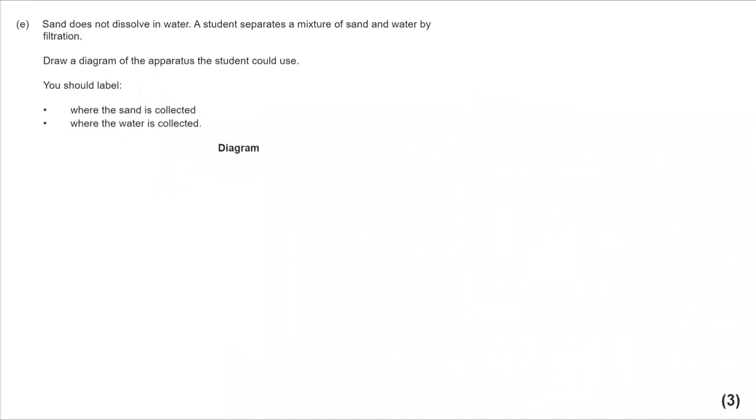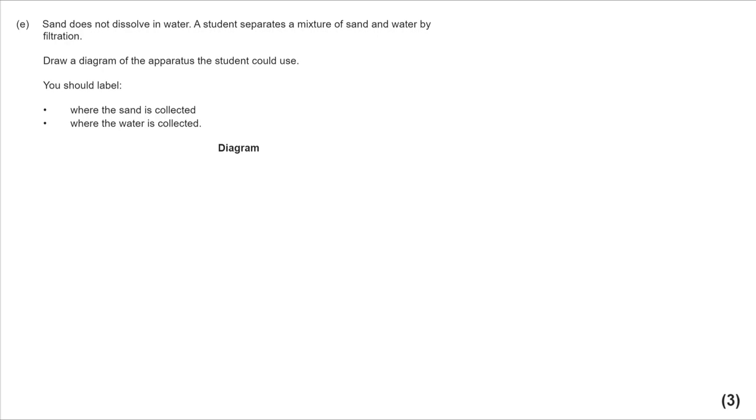We move on to part E. Sand doesn't dissolve in water. A student separates a mixture of sand and water by filtration. You must draw a diagram of this apparatus and label where the sand is collected and where the water is collected. I would be advising that you label every component of any diagram that you draw in chemistry in an exam or not.